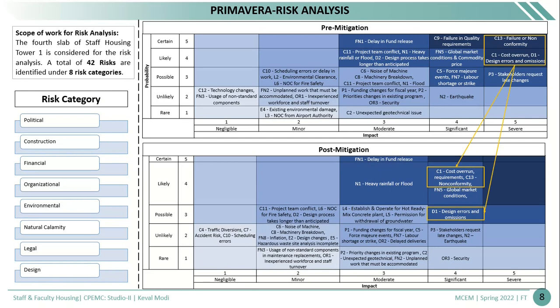The first risk, like failure and non-conformity, cost overrun, or design error risk, we can reduce the severity from 25 to around 20 or 19, which is shown here. Likewise, we can reduce the severity of noise of machine and machinery breakout from 9 to 4, which is shown here.